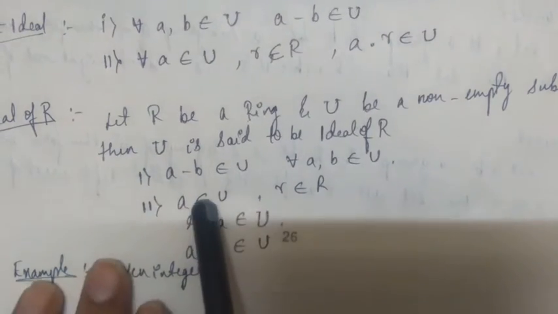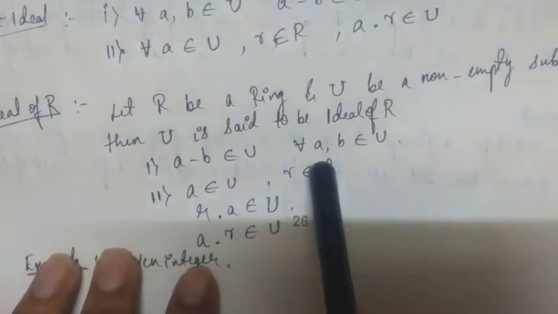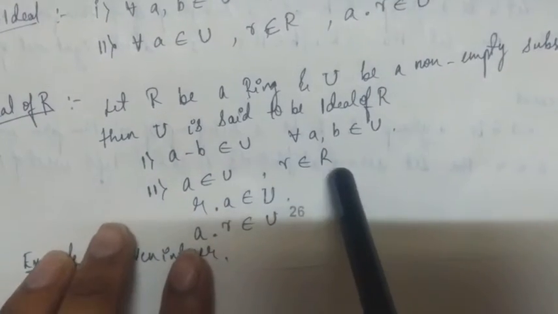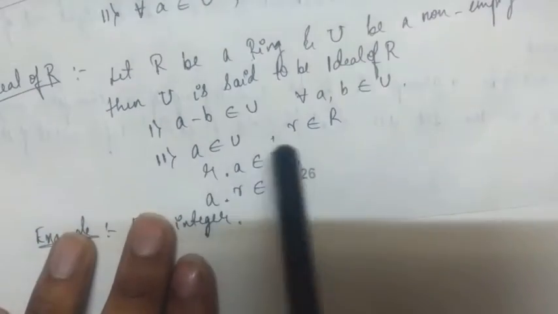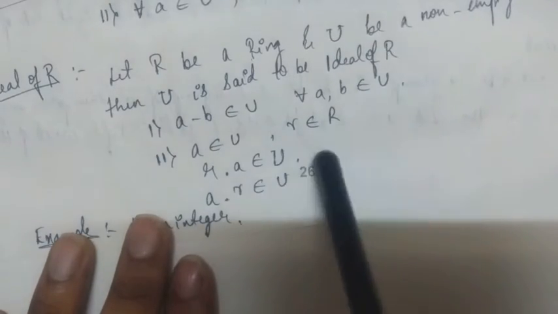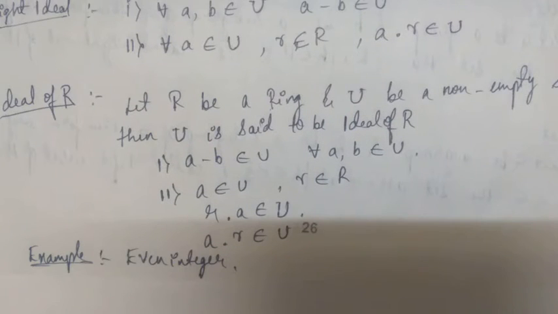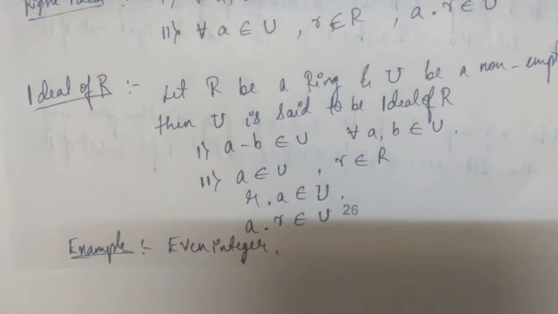Firstly, a minus b belongs to U, for all a, b belonging to U. And if a belongs to U and r belongs to R, if we operate ra, it also belongs to U, and ar also belongs to U. So by this left ideal and right ideal, we can say what exactly an ideal of R is. If a set satisfies both the left ideal and right ideal properties, we can say that the set is an ideal of a ring.